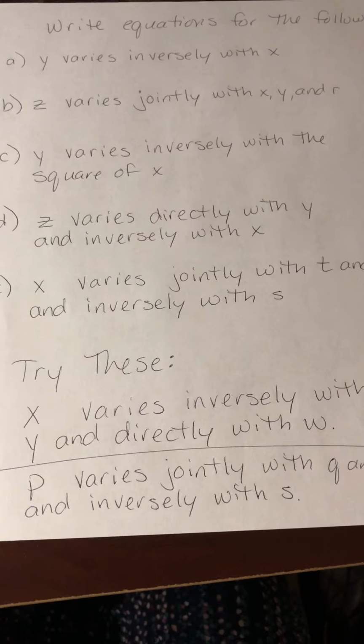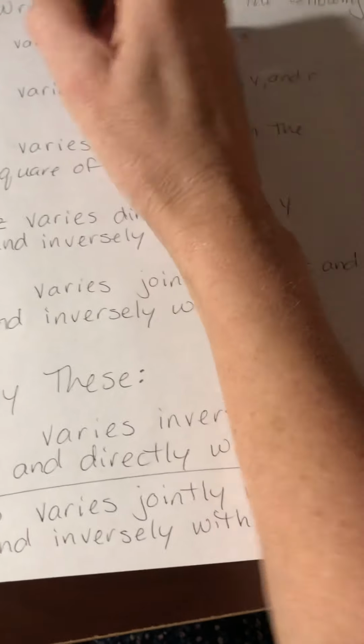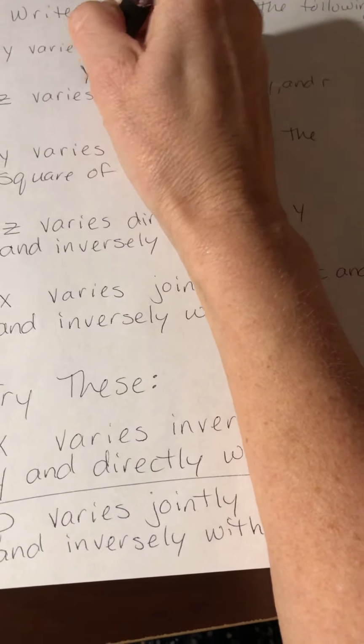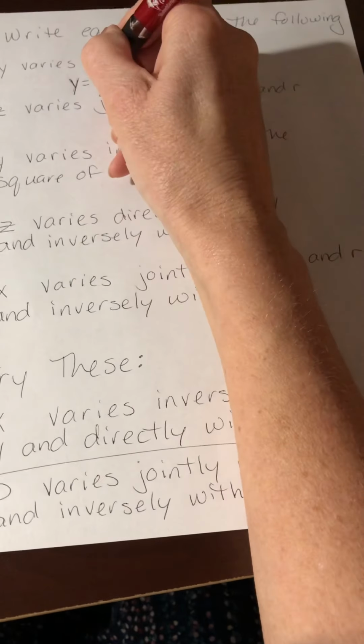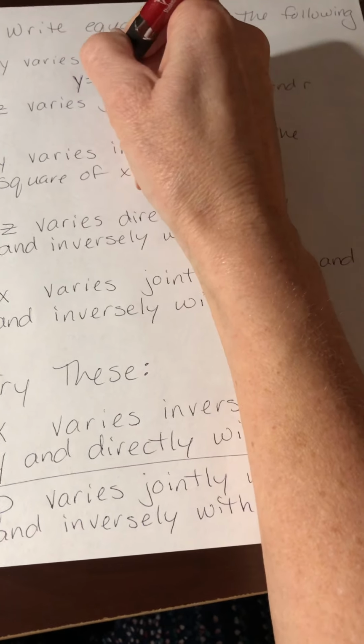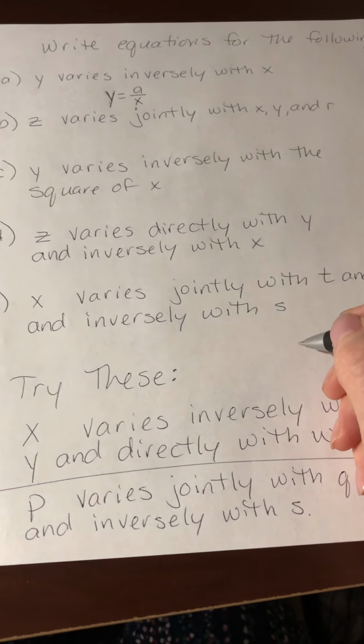A, y varies inversely with x. So y, and every one of these equations should have an a in it. Since it's inverse, the a is on top, in the numerator. So inversely with x. That's our model that I gave you in your notes to start.